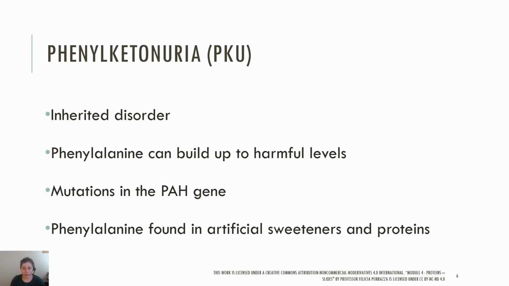Without this enzyme, phenylalanine can build up to harmful levels in the body, leading to brain damage. Phenylalanine is found in artificial sweeteners and proteins. As a result, tyrosine becomes conditionally essential.